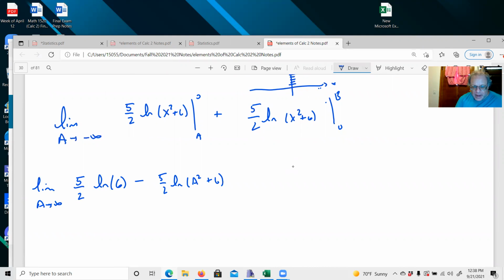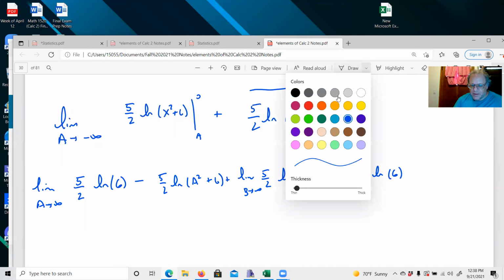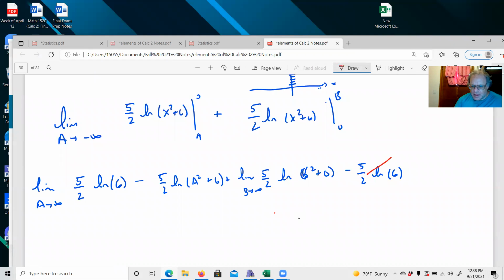And then what are we going to have here? We're going to have plus 5 halves natural log of b squared plus 6, and this is the limit as b goes to infinity, minus 5 halves ln of 6. Now these two pieces here, those cancel because 6 is a number. Natural log of 6 is a number. We can add 5 halves of that number, subtract 5 halves of that number, and get 0.